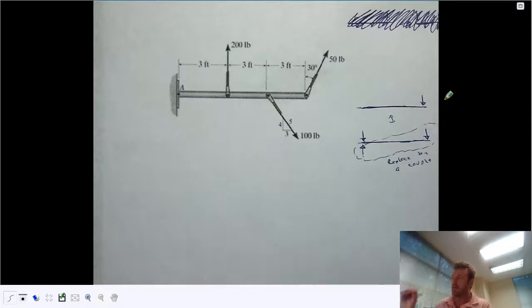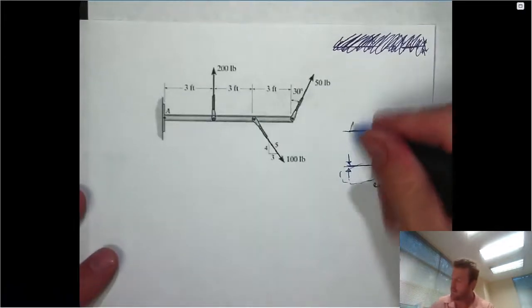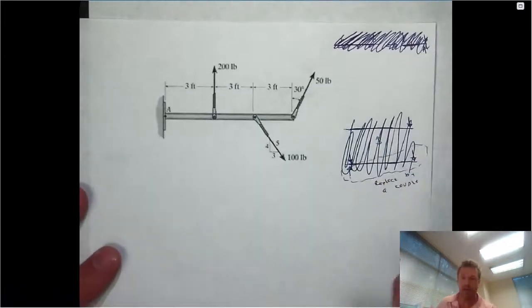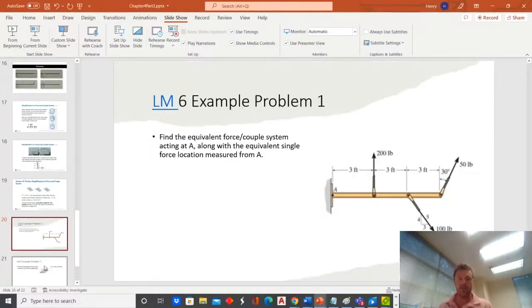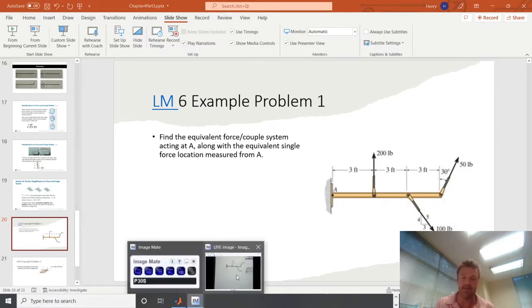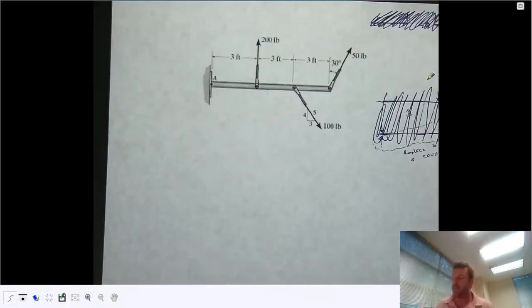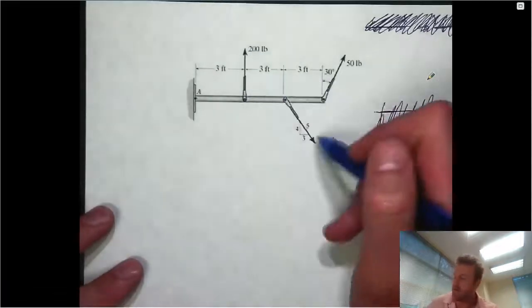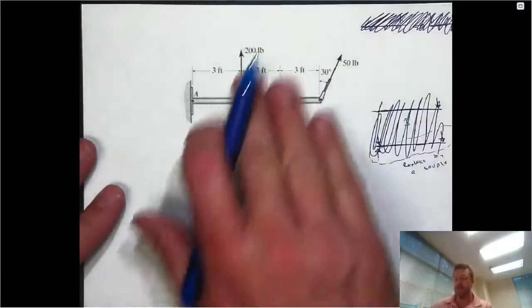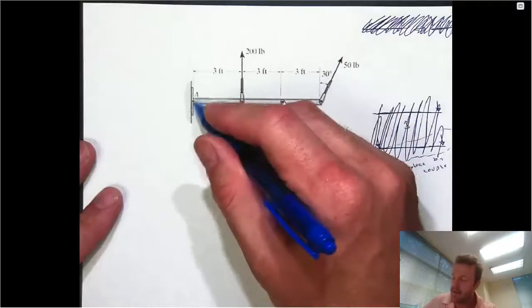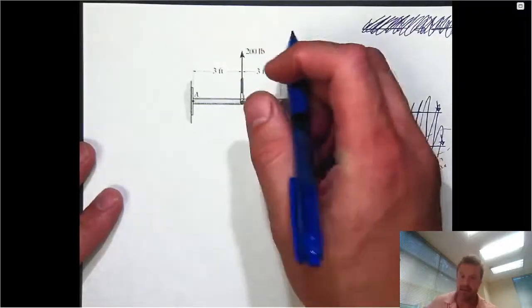So let's do an example problem. So I'm going to scratch that out just so we don't get confused either. So if you notice, what we were asked to do here is to find the equivalent force couple system acting at A, along with a single equivalent force location measured from A. And that's the wording. If you don't know what they're talking about, it just sounds like it's incredibly complicated. But what they're basically saying is, if you have this rod here and you have these 3 forces acting upon it, could you come up with, from the tendency of these forces to induce translation and rotation of this rod, a single force and couple applied to A that would be the same?